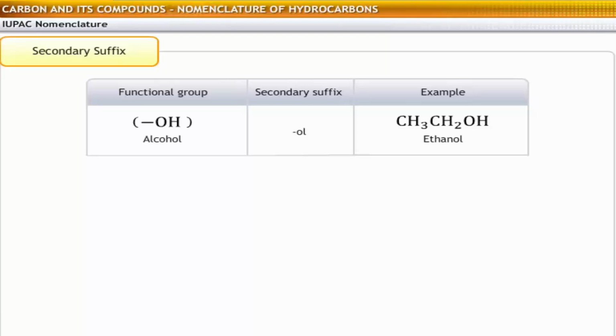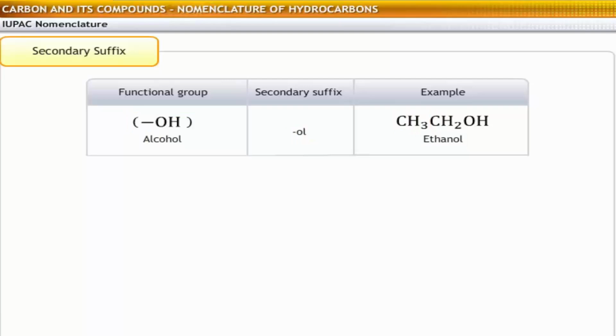For example, a molecule of ethyl alcohol contains 2 carbon atoms, so the root word is eth. It is saturated, so the primary suffix should be ane. But as there is a functional group OH in the molecule, remove the E from the name of the molecule and add the secondary suffix -ol. Therefore, the IUPAC name of ethyl alcohol is ethanol.